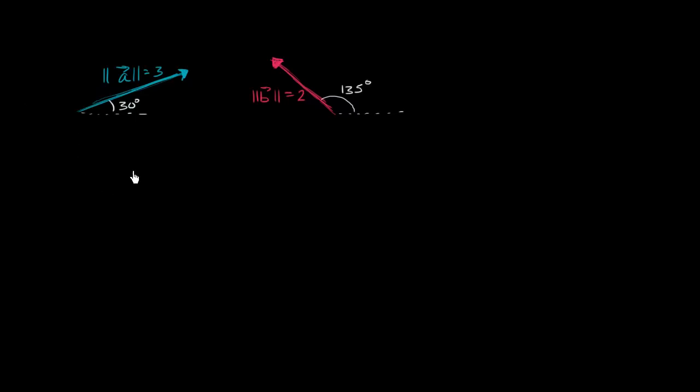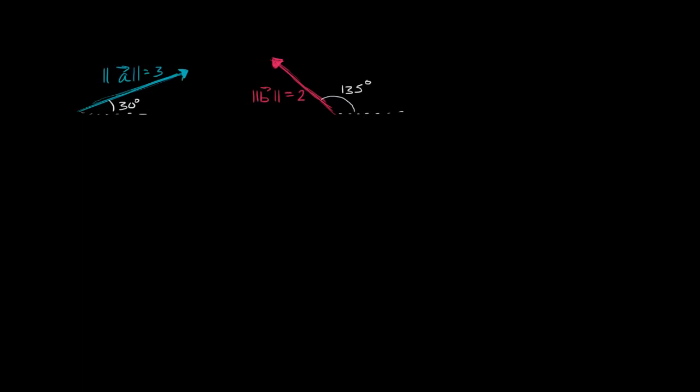So we have two vectors here. Vector A has a magnitude of 3, so the length of this blue arrow is 3. And its direction, it forms a 30-degree angle with the positive x-axis. I haven't drawn that here. And vector B has a magnitude of 2, the length of this arrow is 2, and it forms a 135-degree angle with the positive x-axis.